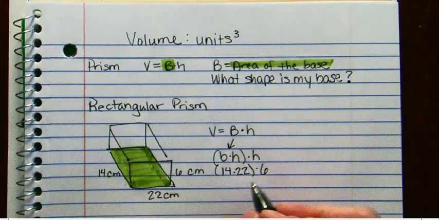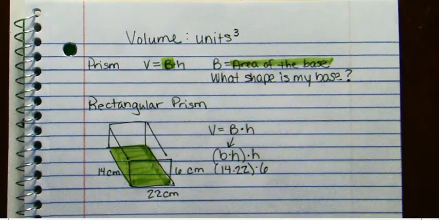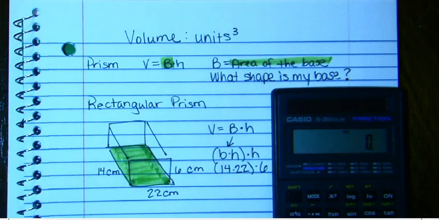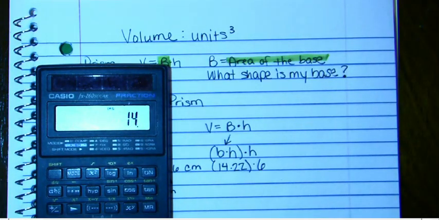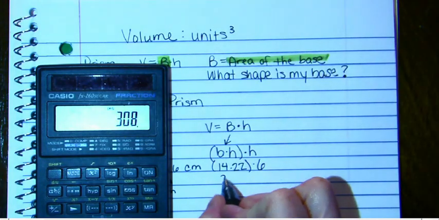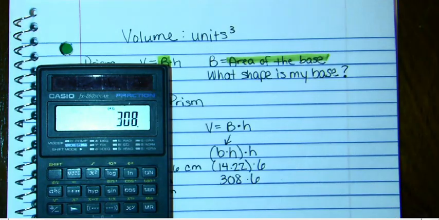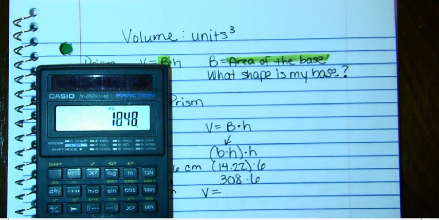Okay, now that we have everything filled out in our formula, we're going to take our calculator and we're going to plug in 14 times 22 and press equals. And so that's going to give us 308. And then we're going to times that by the height, so times 6, and that will give us our total area. I'm sorry, that will give us our total volume.